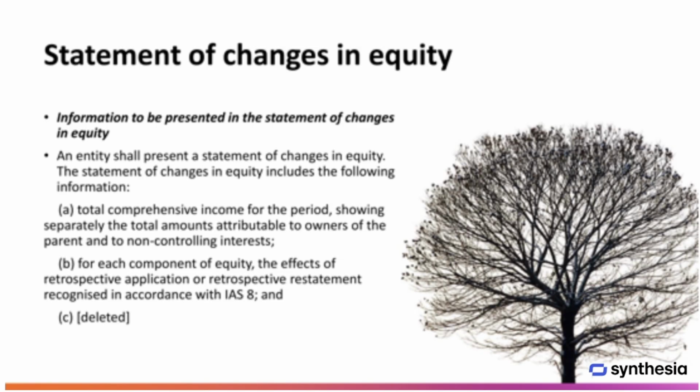An entity is required to present a statement of changes in equity, which should include specific information. This includes total comprehensive income for the period, with separate disclosure of the total amounts attributable to the owners of the parent and to non-controlling interests. Additionally, the statement must show the effects of retrospective application or retrospective restatement recognized in accordance with IAS 8 for each component of equity. The reference to item has been deleted and is no longer applicable.